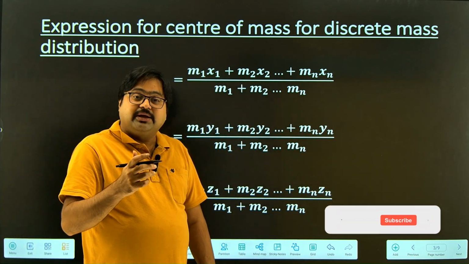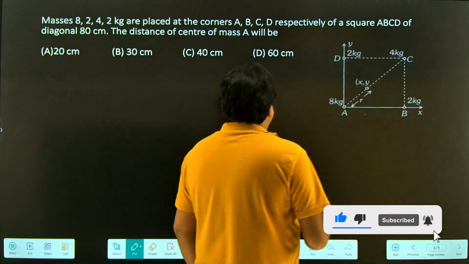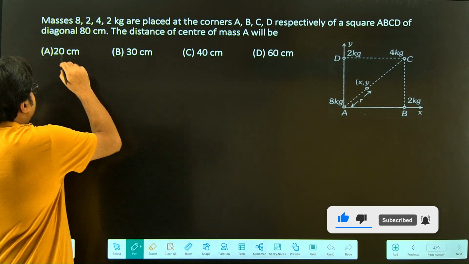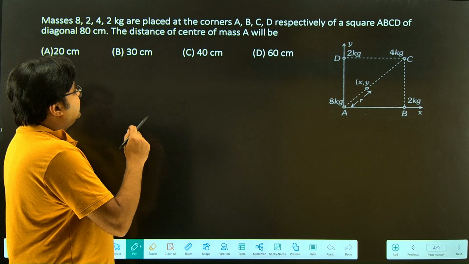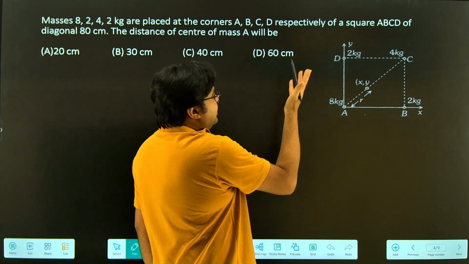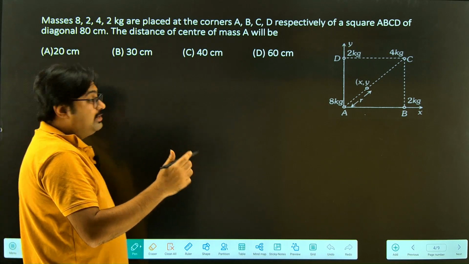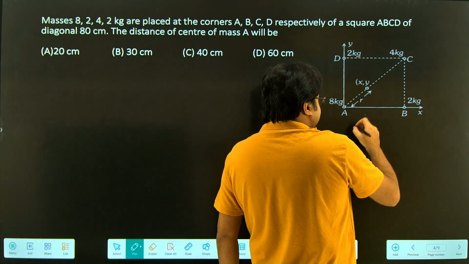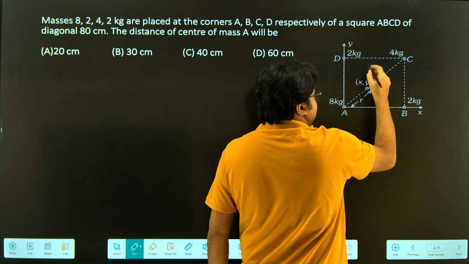Let us try to solve one question that had appeared in a competitive exam. Here we go. Masses 8, 2, 4 and 2 kg are placed at the corners A, B, C, D respectively of a square ABCD of diagonal 80 centimeters. So you need to understand that the diagonal here is 80 centimeters. 80 centimeters is the diagonal of the square.